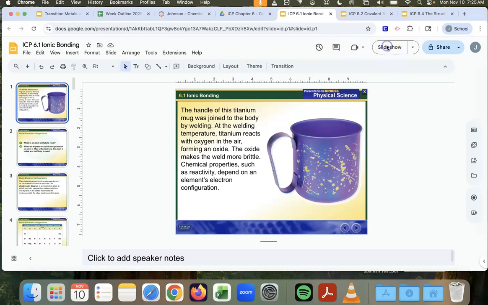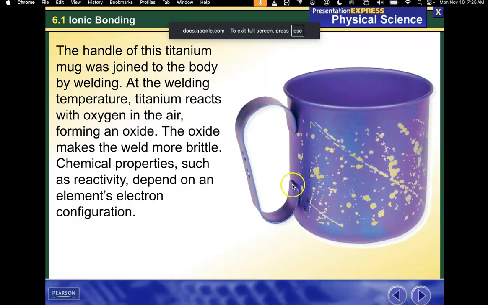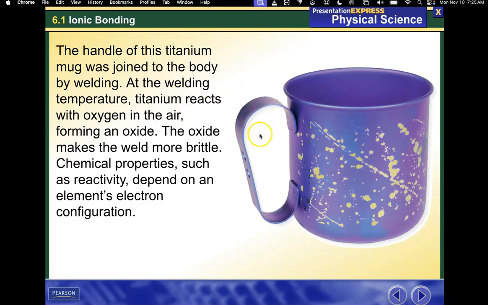All right, so we're going to go on and talk about ionic bonding. The handle of this titanium mug was joined to the body by welding. At the welding temperature, titanium reacts with oxygen in the air, forming an oxide. The oxide makes the weld more brittle.